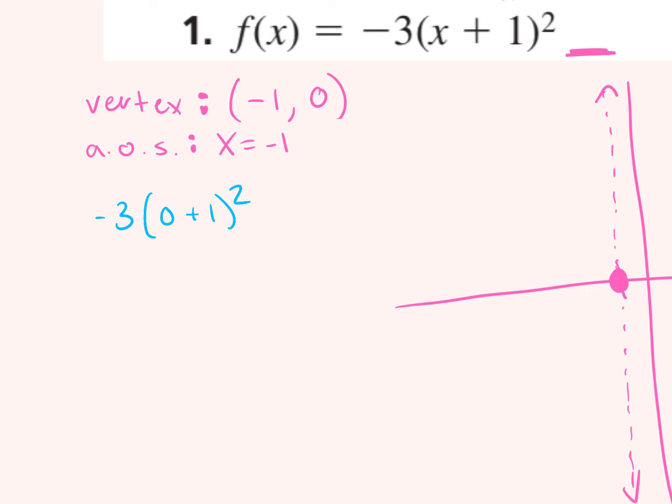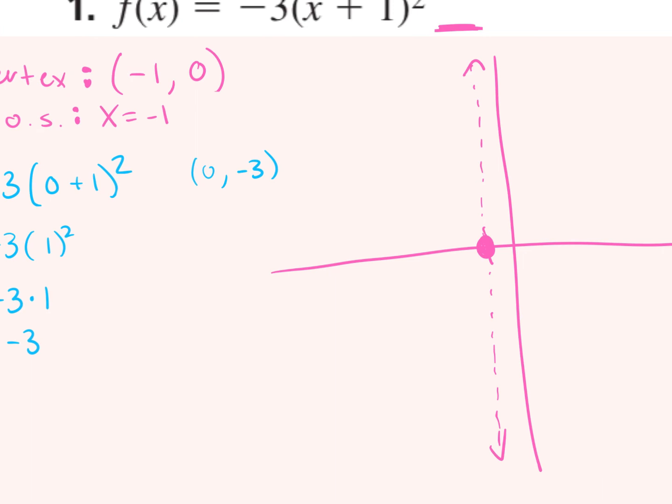So I have -3 times 0 plus 1 squared. Make sure you follow your order of operations. So I have to add inside my parentheses first. So this would be 1. Then I do the exponent. So 1 squared is what? 1. And -3 times 1? -3. So I plugged in 0 and got -3. So I'm going to stay at 0 and go down to -3. Put a point right there.